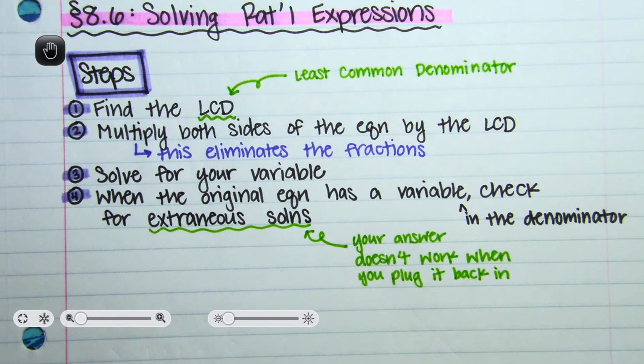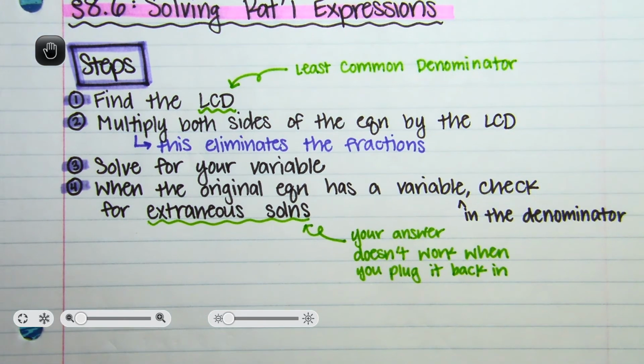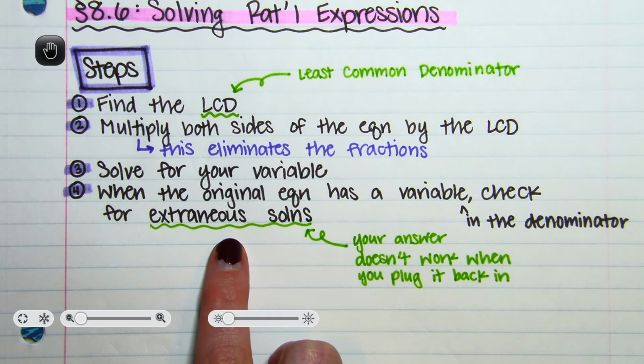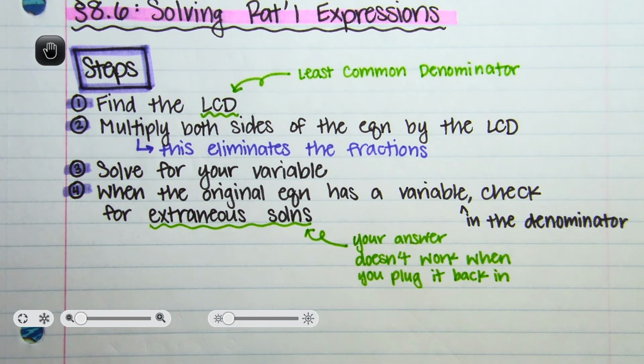Can anyone take any guesses of when it wouldn't work if we have a variable in the denominator? When would it not work? If you said when your denominator is equal to 0, you are correct. So basically what we're checking for here with the extraneous solutions is when you plug this thing back in that we get as an answer, that looks like an answer, but if we plug it back in and we end up getting 0 on the bottom of a fraction, that means it's an extraneous solution and it doesn't actually work. So that's what we'll be checking for with some of these problems.